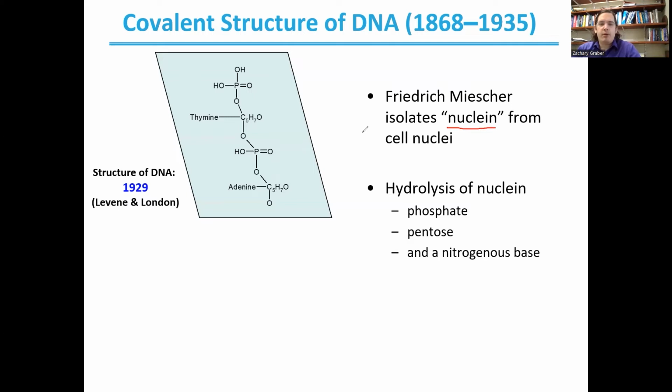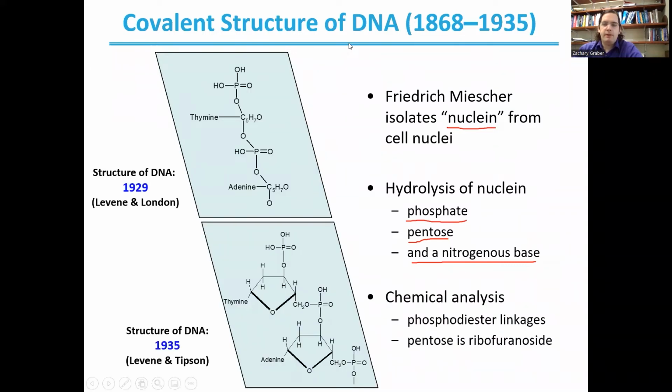Through a chemical reaction-based approach, other scientists then began to propose structures for DNA. So through hydrolysis reactions, they were able to identify that the nuclein contained phosphate, pentose, and a nitrogenous base. Now, of course, this is what we focused on when we looked at the individual monomers of our nucleic acids.